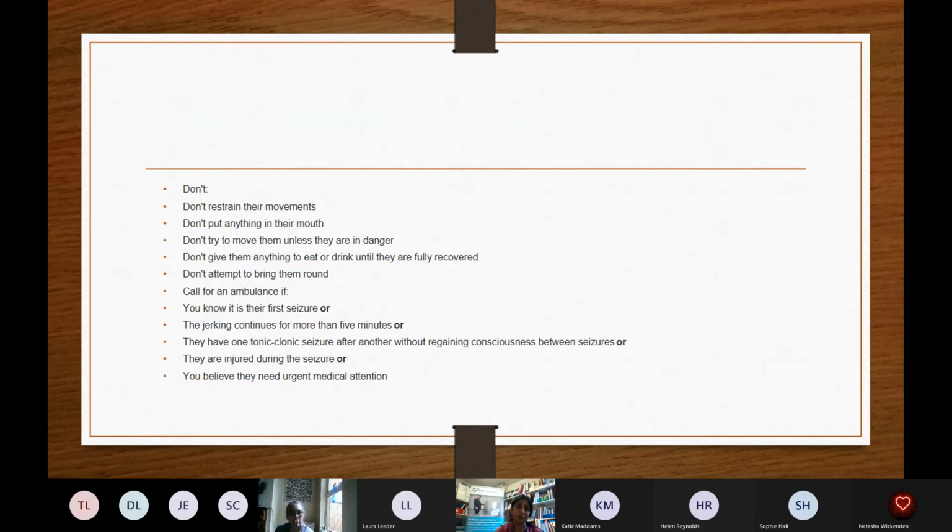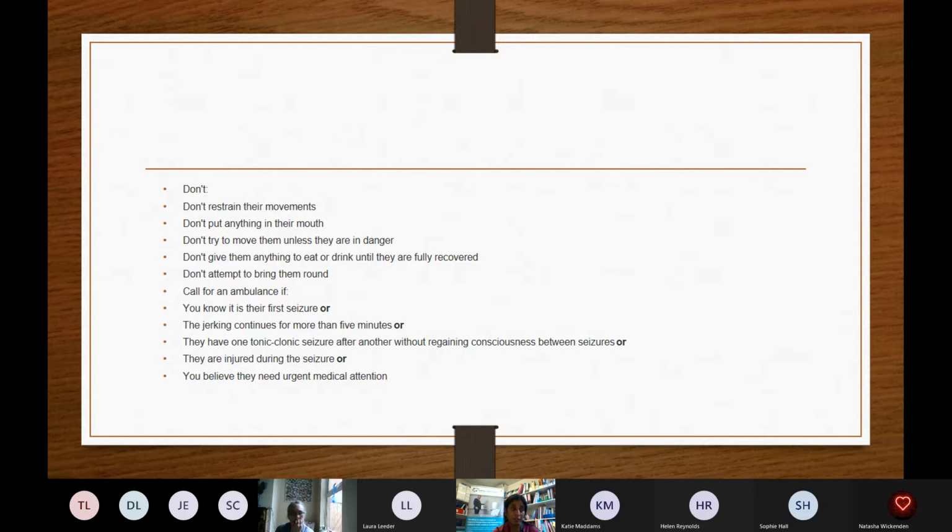What we don't want you to do is restrain their movements, because you can't stop the seizure. Don't put anything in their mouth to prevent them from clenching, because you can cause harm to yourself. And don't try and move them unless they're in danger. You have to let the seizure pass. Don't give them anything to eat or drink, because they are probably not in full control of their swallow and you can cause more harm. And don't try and stop the seizure and bring them around, because you just need to let it pass.